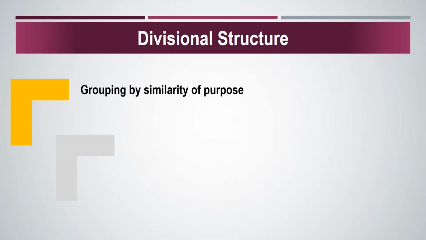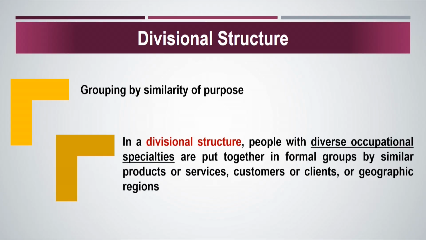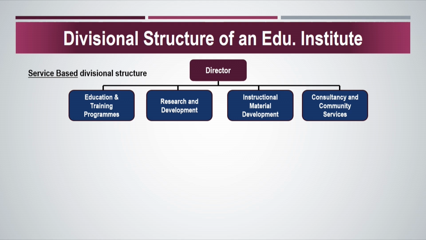Then comes the divisional structure. Under this structure, grouping is done based on the similarity of purpose. In a divisional structure, people with diverse occupational specialties are put together in formal groups by similar products or services or clients or customers or geographic regions. This is the structure indicating the divisional structure of an educational institution based on the services provided, based on the customer, based on the geographic locations.